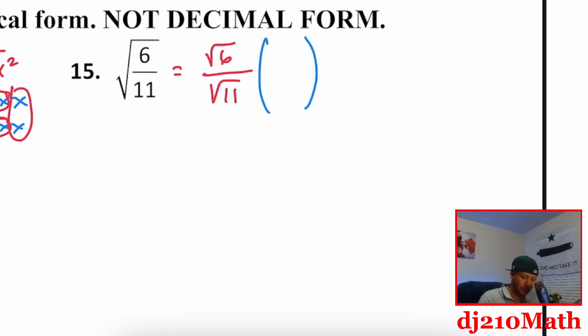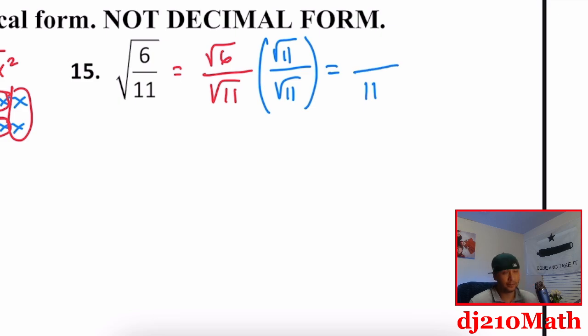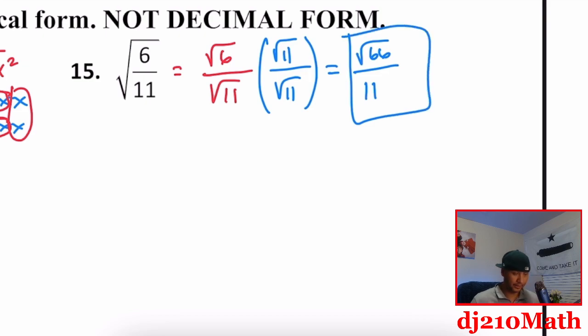Again, the thing that we're going to multiply by is whatever's in the bottom. So root 11 times root 11 is just 11. It'd be the square root of 121, which is 11. All right, and then up top we have the square root of 66. That's the answer, because 66 can't get broken down anymore. 6 gets broken down into 2 and 3, and 11's a prime number. So there's no way to break 66 down.